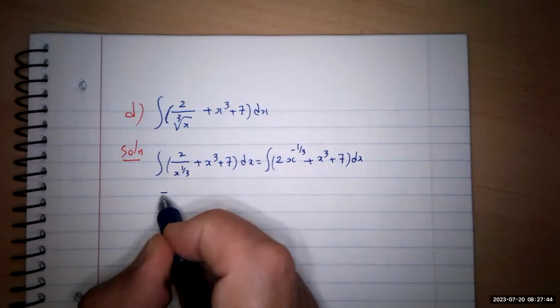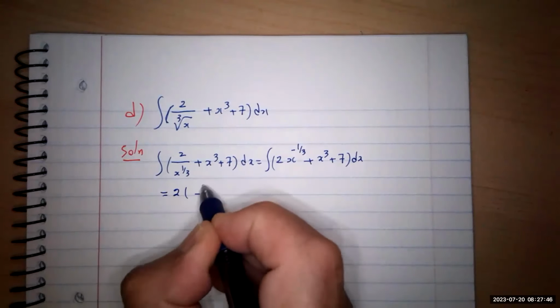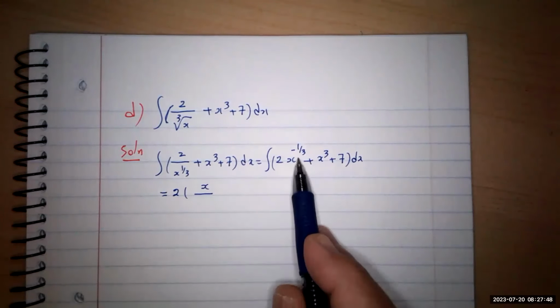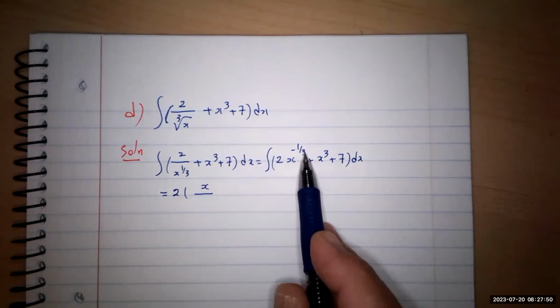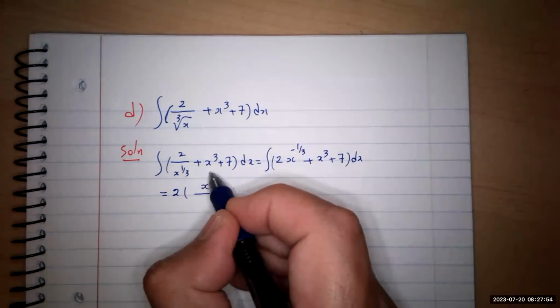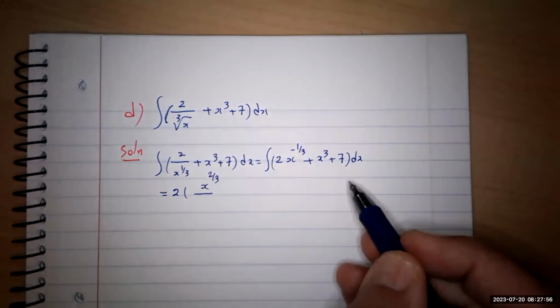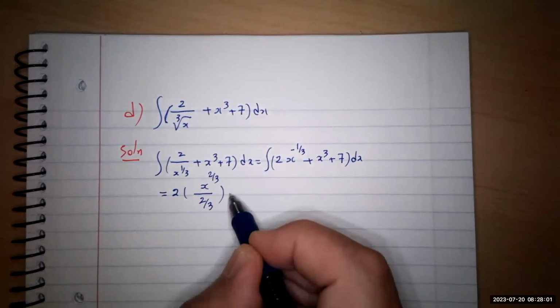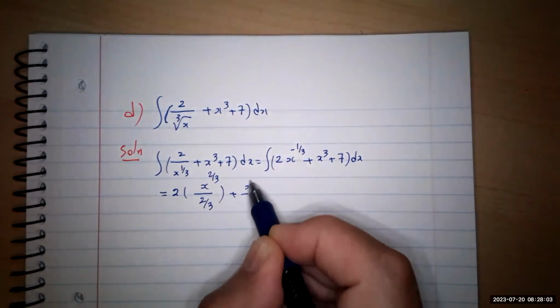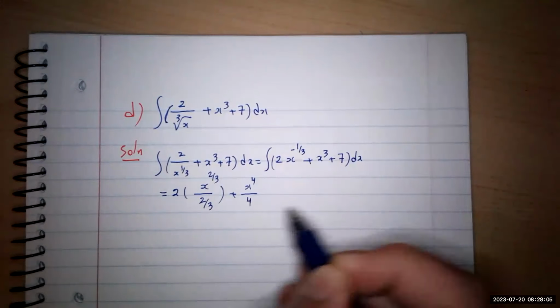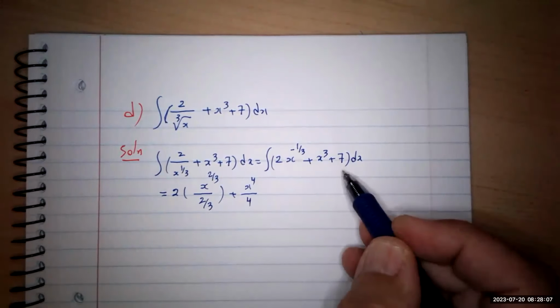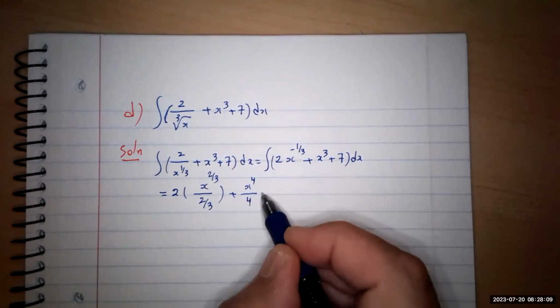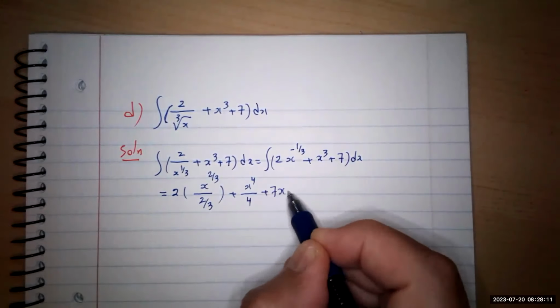It's going to be 2 times x to the negative 1/3 plus 1. It's like negative 1 plus 3, which is 2, so that gives 2/3. Then we divide by the 2/3. Then x cubed, it's easy, move up, x to the 4th over 4. 7 is like 7 times x to the 0, so the integral would be 7x, and the constant.